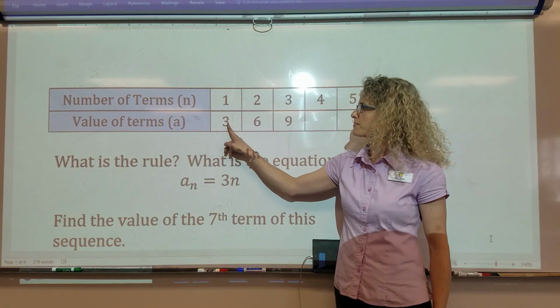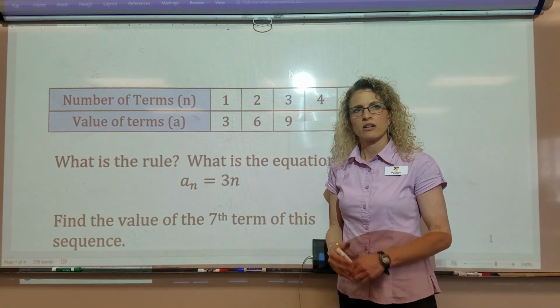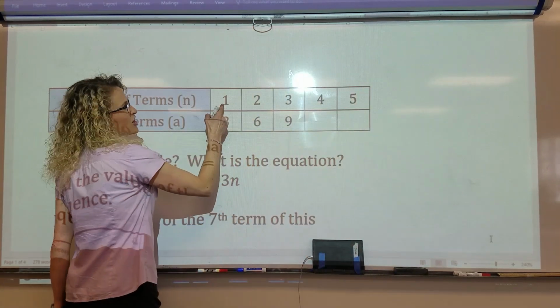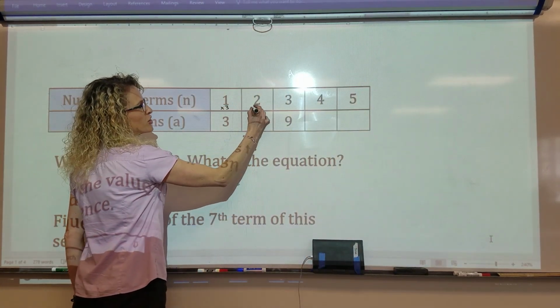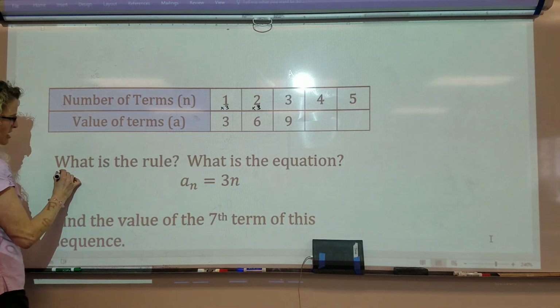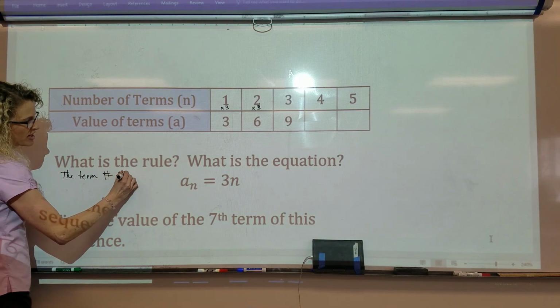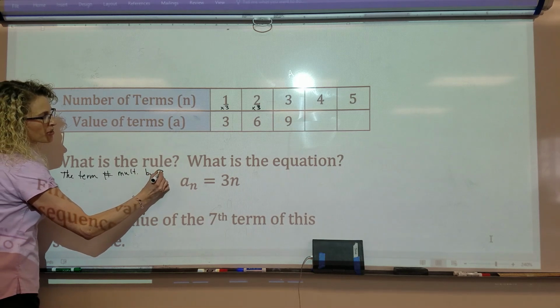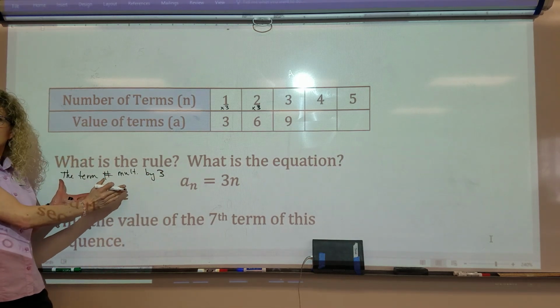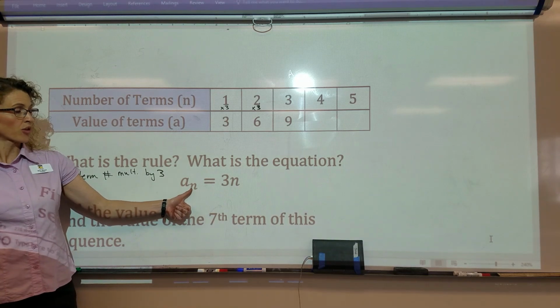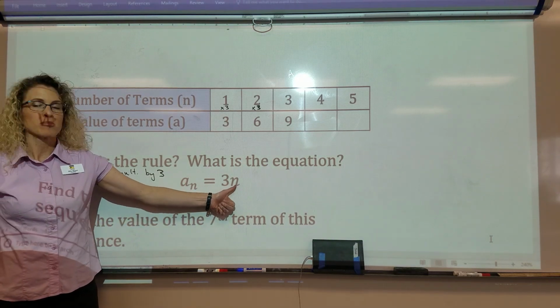Hiram? The number of term is multiplied by 3. Oh, I like that. The term number multiplied by 3. In words, the term number multiplied by 3. And then you can take that English and write it into an equation. The value of the nth term equals 3 times the term number.